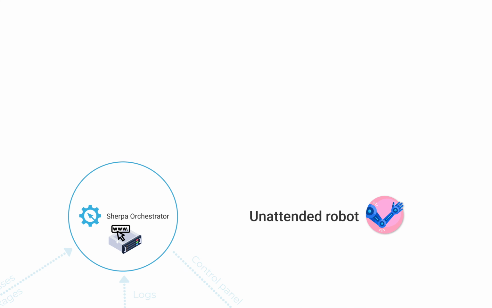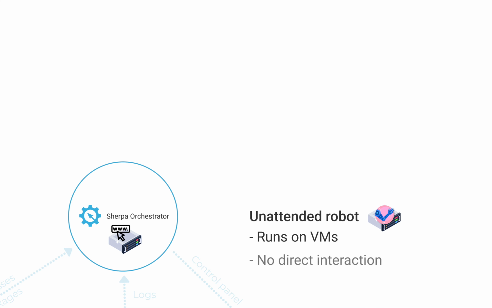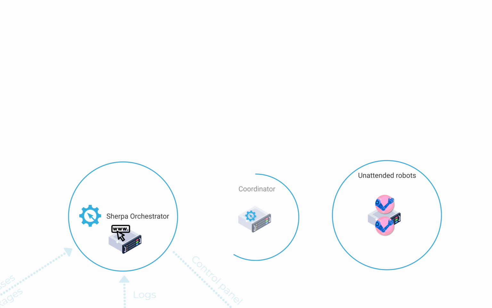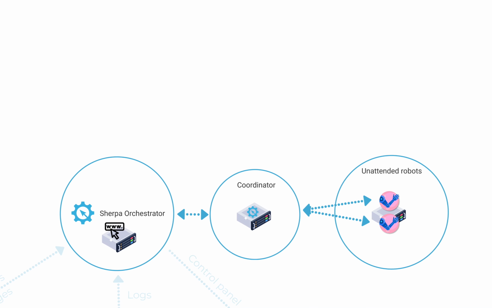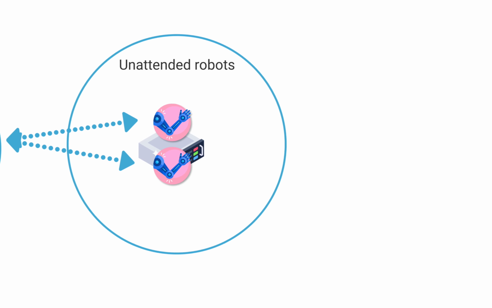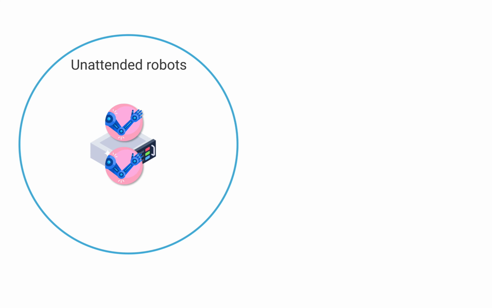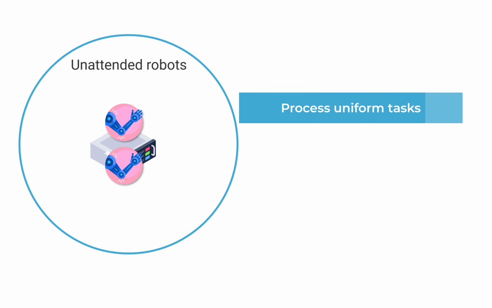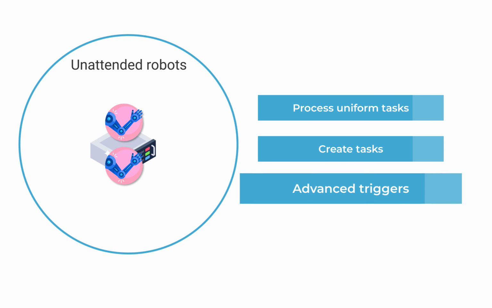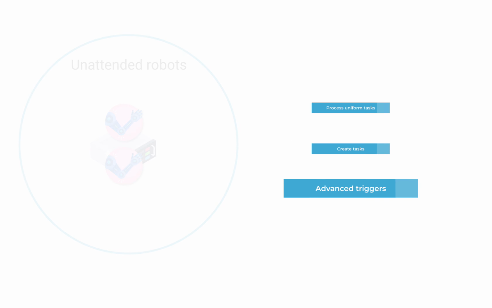As opposed to attended robots, they run in special virtual machine accounts, do not interact directly with the user, and are designed for massive pipelined processes. Unattended robots interact with Orchestrator through Coordinator, the software that distributes the workload and gives orders to the VM accounts that unattended robots run on. They can work collaboratively to perform uniform tasks, set tasks to other robots, and their triggers can have advanced logic.